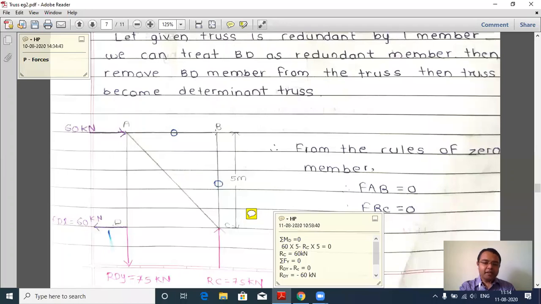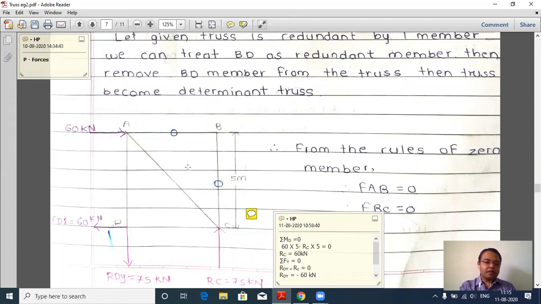At joint B, 2 members are meeting, and at joint B there is no external applied load. That's why both the members are carrying 0 force. That's why I have written 0 over here. So force in the members AB and BC is 0. So this is the first step.